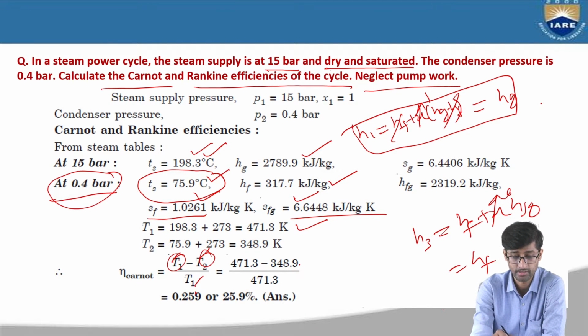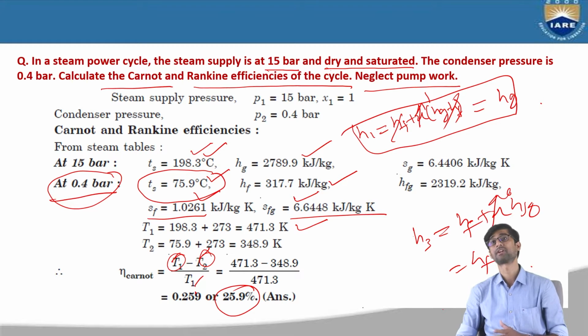So we put it here, you will get the value that is called 25.9%. So this is the efficiency of Carnot cycle. Now we will find out the efficiency of Rankine cycle, right?